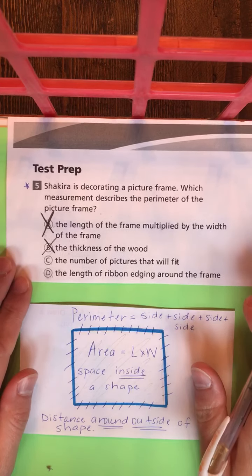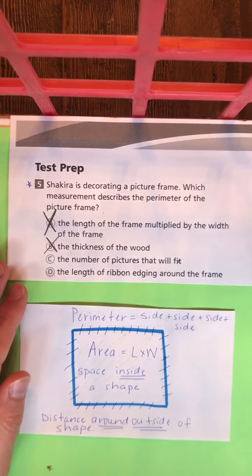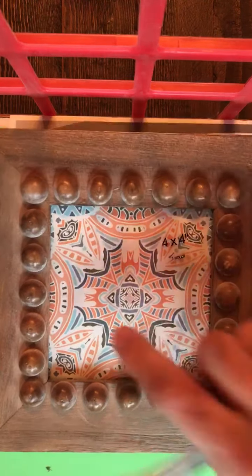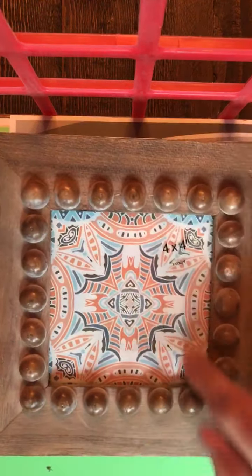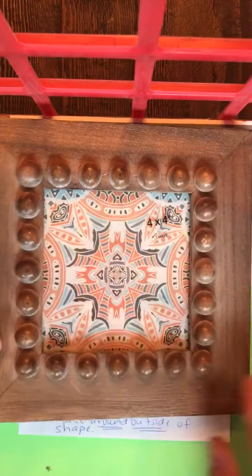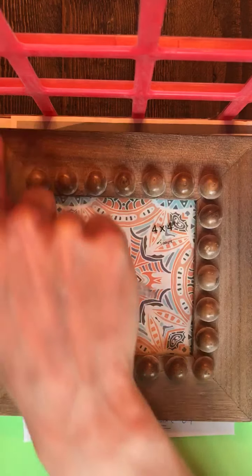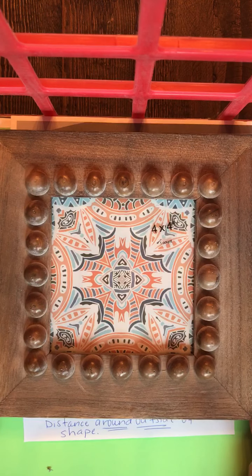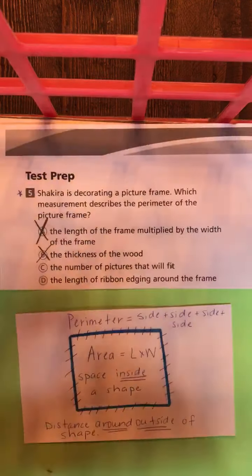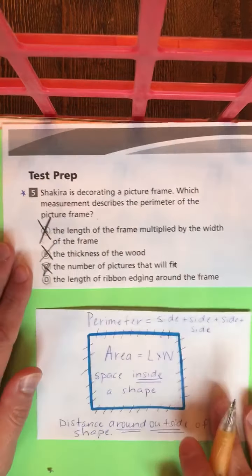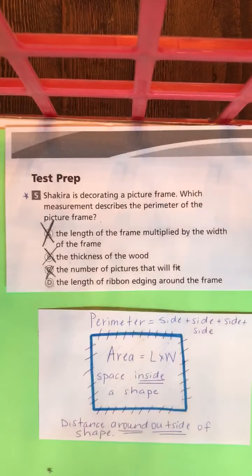Okay, choice C wants to know the number of pictures that will fit inside the frame. So again, here's my frame. I want to know the number of pictures that would fit inside this frame. Would that then tell me the distance around the outside of the frame? Very good. Absolutely not, okay? So that's not perimeter. Okay, and let's check choice D, the length of ribbon edging the frame.